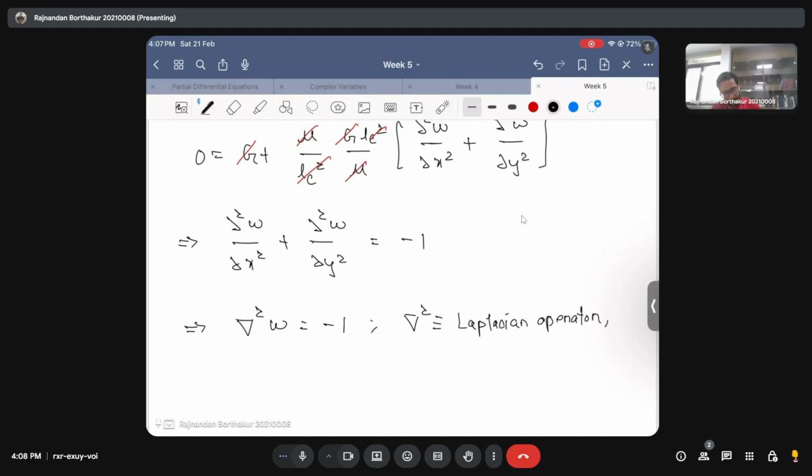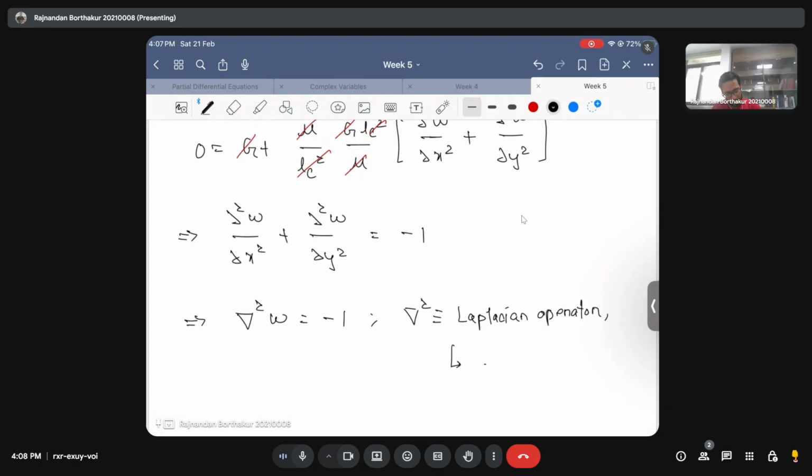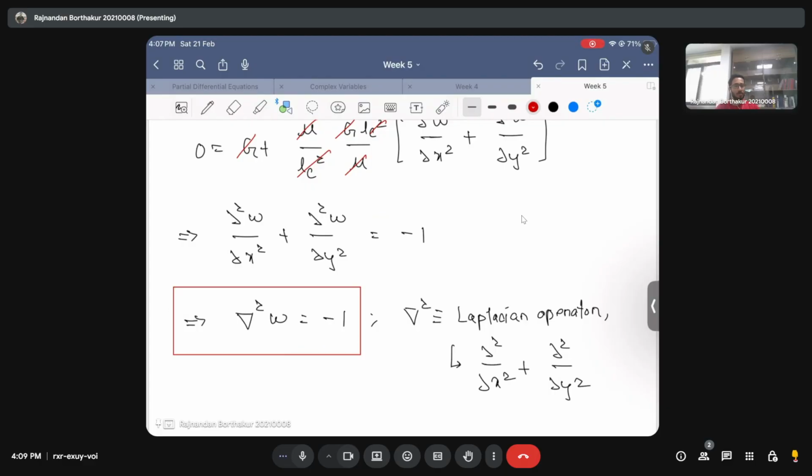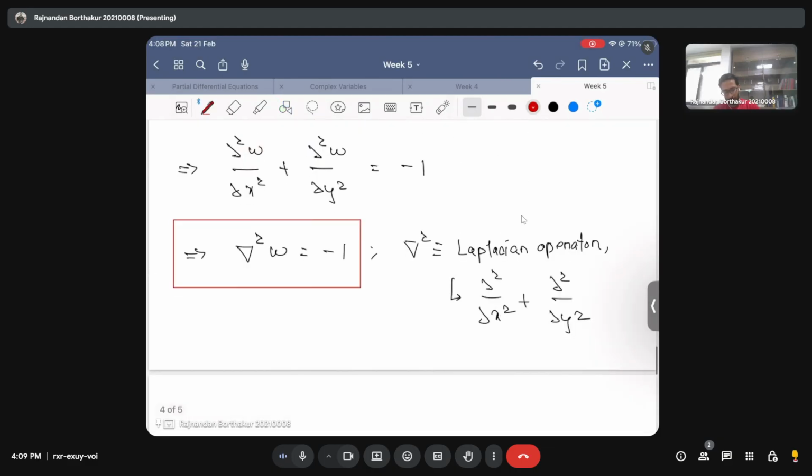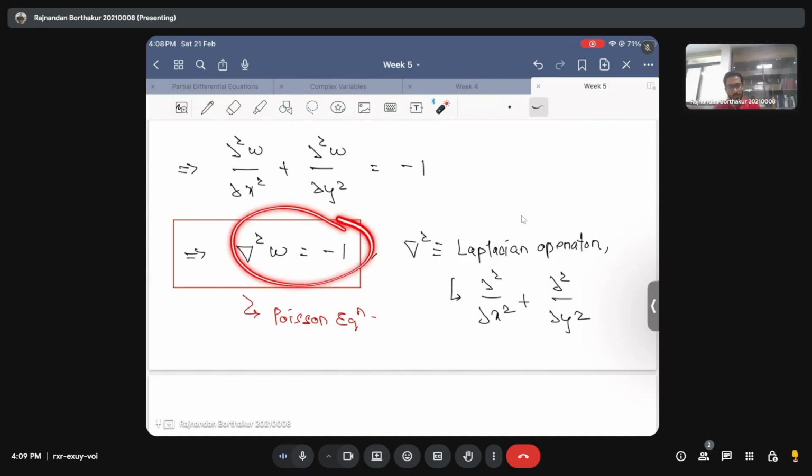and in Cartesian 2D form, this Laplacian operator, as you can interpret, takes the following form: del 2 by del x2 plus del 2 by del y2. Okay. And the entire equation, this del squared W equal to -1, has got a special name. This is known as a Poisson equation. Okay. So that's it. Our job is to solve this Poisson equation subject to the boundary conditions. That's all that we need to do.